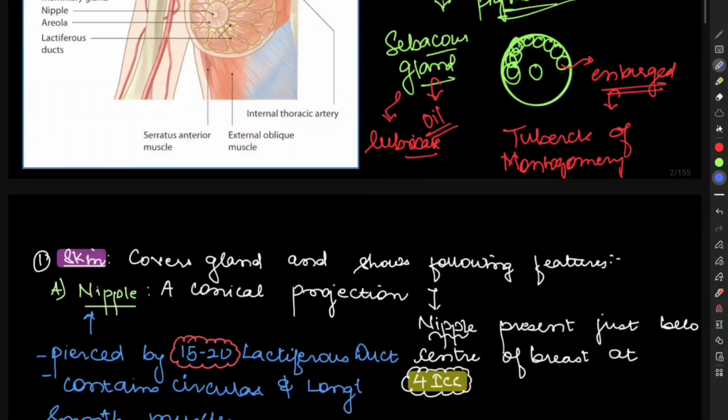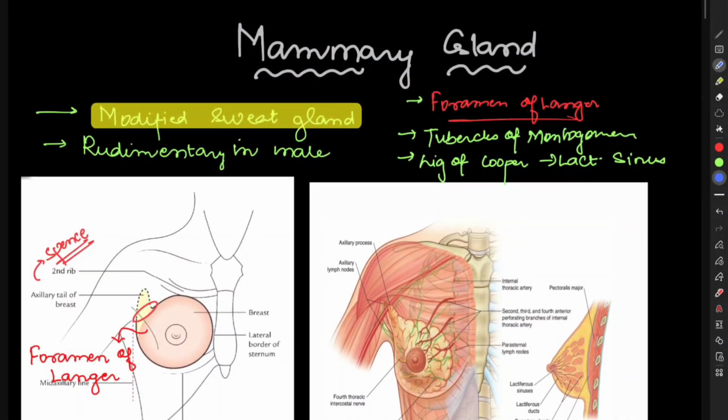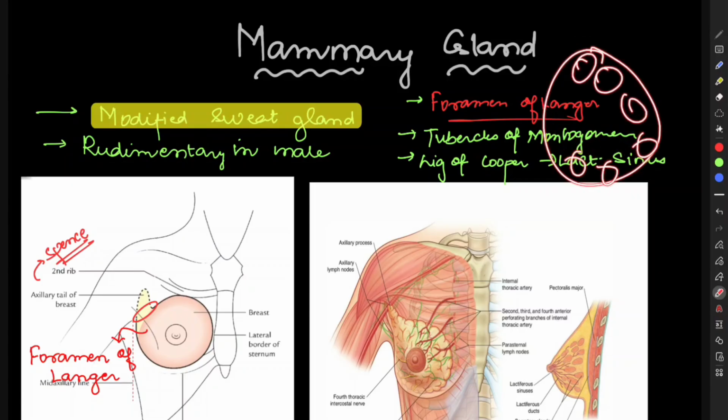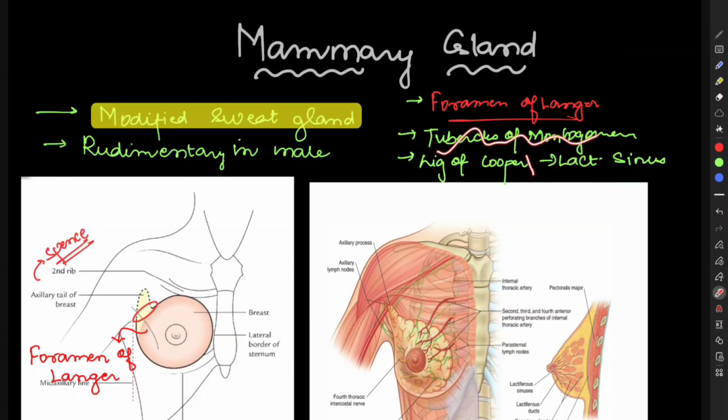Okay. So quickly revising all those four terms. First of all, the foramen of Langer. What is the foramen of Langer? An opening through which the extension of the breast passes into the axilla. Next, the tubercles of Montgomery. What are the tubercles of Montgomery? In the areola we have modified sebaceous glands which become enlarged during pregnancy. These enlarged glands are called the tubercles of Montgomery.